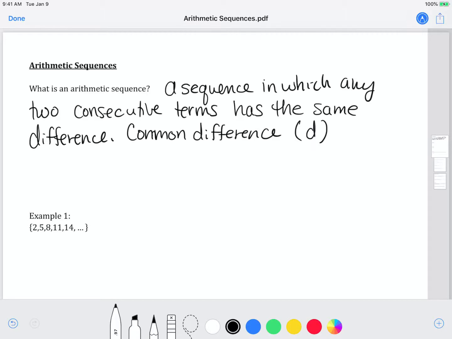When we write down the nth term for an arithmetic sequence, we would write it as a_n is equal to a_1, which is our first term, plus the common difference times n minus 1.